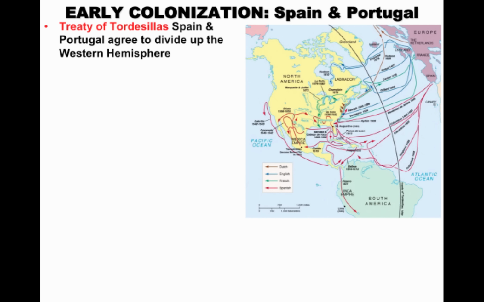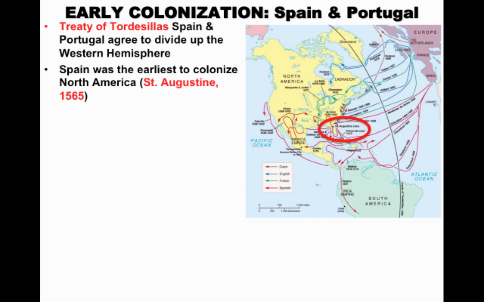Everything on the west of that line will be Spain's, and everything to the east will be Portugal's. Spain's the first to colonize what will become the United States. In fact, they established the first permanent settlement in North America at St. Augustine in 1565, in what will become Florida.